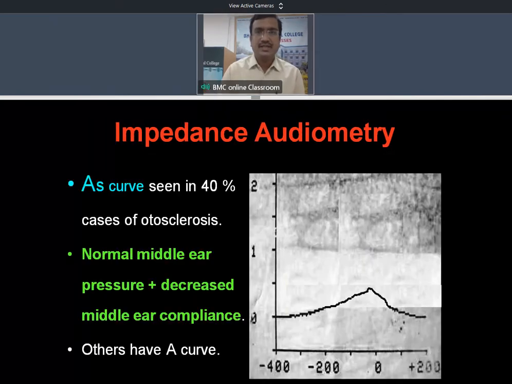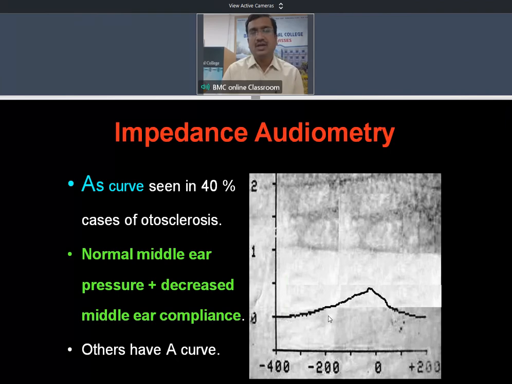So impedance audiometry. This is one of the important audiological investigations to know whether ossicular fixation is there or not. Usually we advise impedance audiometry when the patient has conductive hearing loss with an intact tympanic membrane, so that you can know the various types of middle ear pathologies. An As curve is seen in 40% of the patients with otosclerosis. As means stiffness of the ossicular system. Only in 40% we will see this As type of impedance audiogram. In other cases we will see the A type.